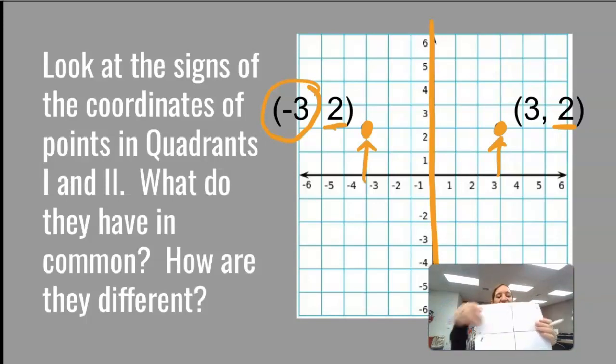So here I have an XY chart right here. If I have my -3, 2 and my 3, 2 here, and I were to fold along this, I said X earlier, this is the y-axis. If I were to fold it on the y-axis, they would be right on top of each other. That is what I mean by a reflection. If we fold across the y-axis, they touch, and they will be then exactly the same.